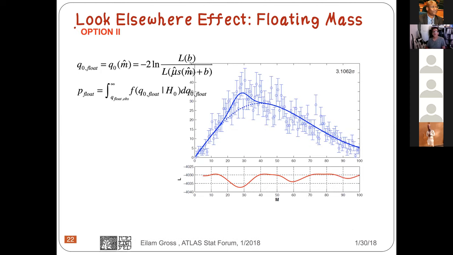Option two is simply to perform a floating mass analysis. So this is like a continuous scan of the region, and this is the minus log of the likelihood. You see it gets its minimum here and a lesser minimum here. So the biggest fluctuation is here. It's like the minus Q, because it's the likelihood, not minus 2 log the likelihood, it's 2 log the likelihood.